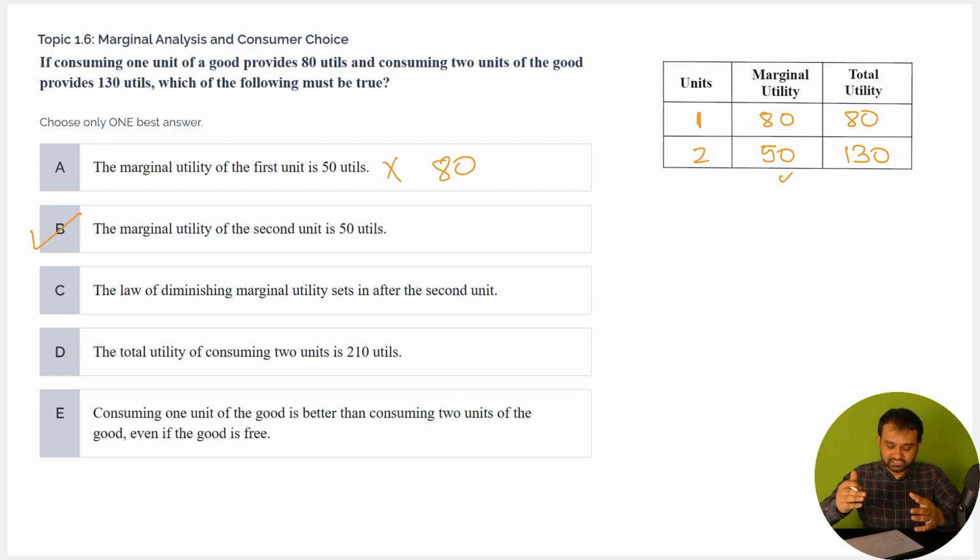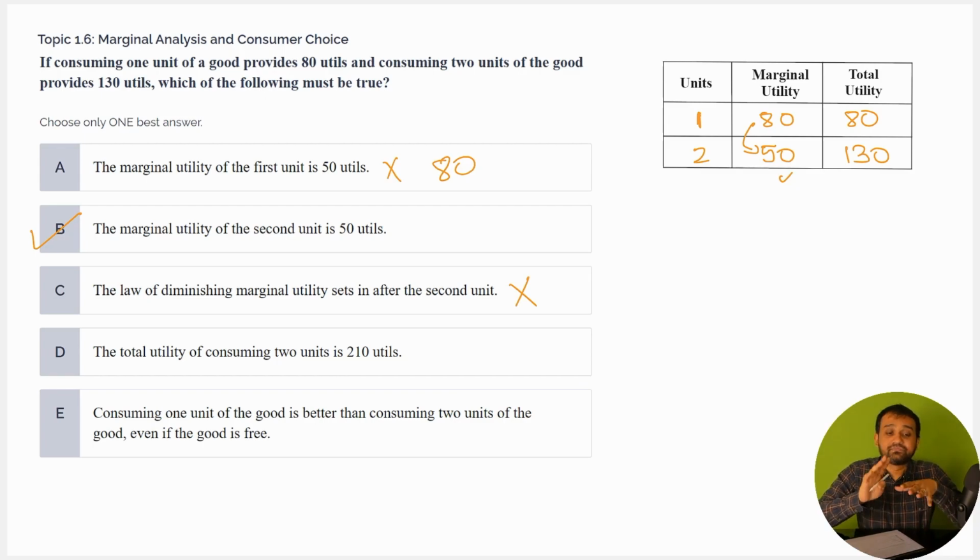The law of diminishing marginal utility sets in after the second unit. This law states that the more of a good you consume, the marginal utility from these newer units will keep falling, because the first one always gives us more satisfaction, the next one a bit less, the third one a bit lower than that, and so on. So if you look at our table, marginal utility started falling right after the first unit, not after the second one. So that is why this would also be incorrect.